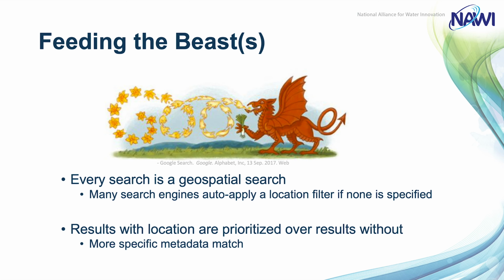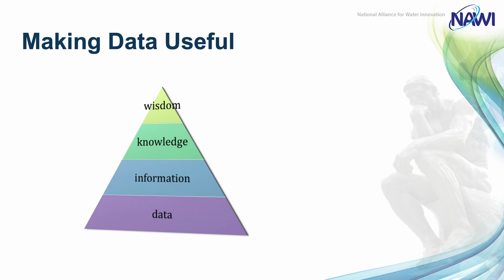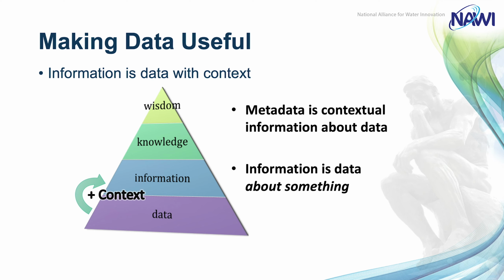And so that search result will bubble up to the top, whereas something that doesn't have specific location information is an unknown and won't get as highly ranked. So we're just trying to make this data useful, trying to get from data to information. Information is essentially data with context, and we've been talking about this with location and linking and creating a complete data submission package. But really what we're talking about here is metadata. Metadata is data about data.